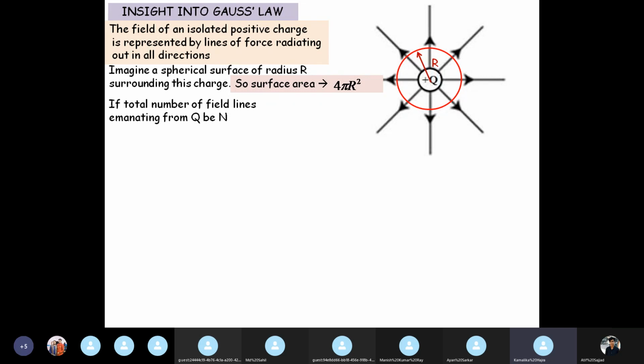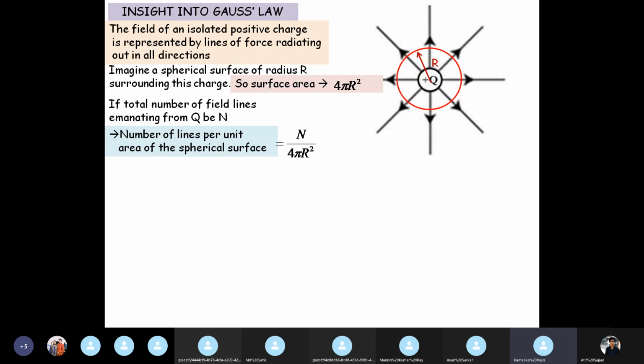Now suppose the total field lines coming out from Q is N. For example, in this picture here we can see that there are 1, 2, 3, 4, 5, 6, 7, 8 lines. There can be more lines depending on the strength of the charge. Let us denote that number of lines coming out from the charge by the symbol capital N.